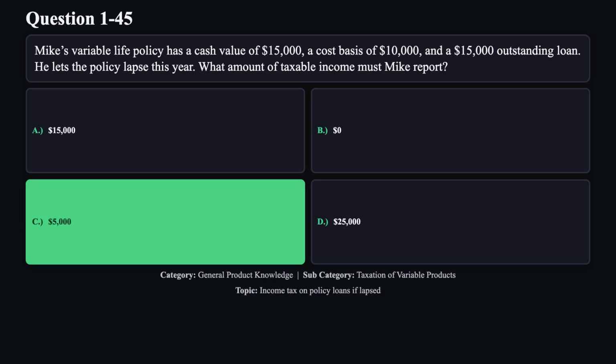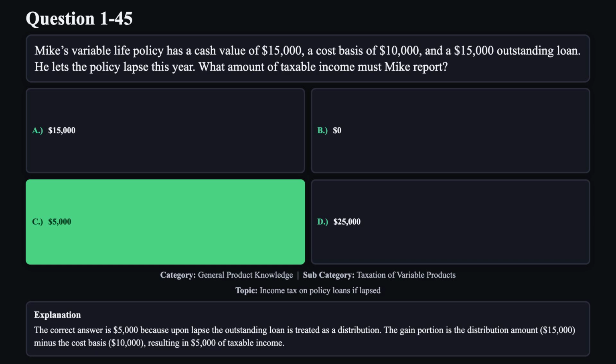The correct answer is C. The correct answer is $5,000 because upon lapse, the outstanding loan is treated as a distribution. The gain portion is the distribution amount, $15,000, minus the cost basis, $10,000, resulting in $5,000 of taxable income.